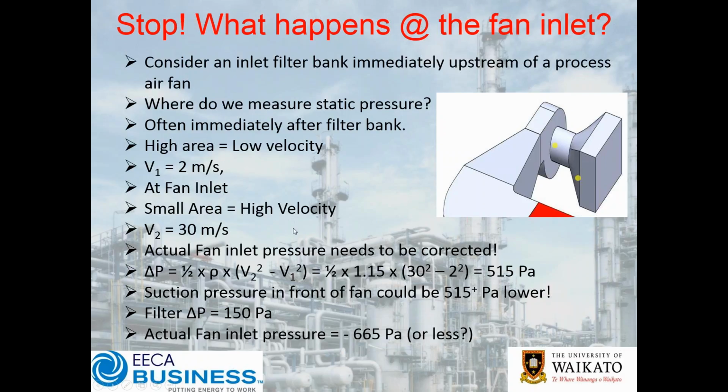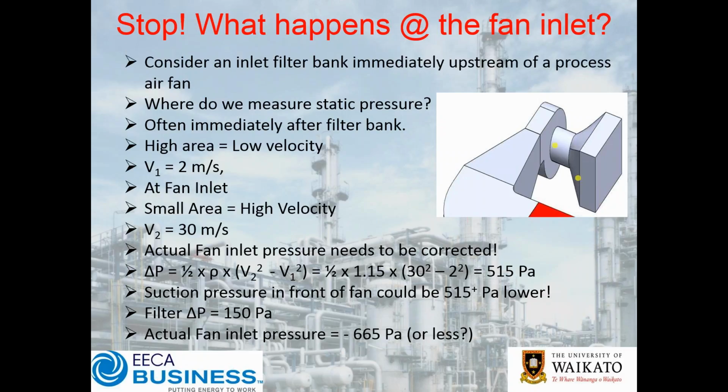And so we can calculate, or estimate if you will, the change in pressure, which is a direct offset to the change in dynamic pressure in the flow. So it's just half rho (V2 squared minus V1 squared). If we take the density of air at 1.15, 30 squared minus 2 squared, we end up with 515 pascals. So our suction pressure in front of the fan is going to be 515 pascals lower than at our measuring point.